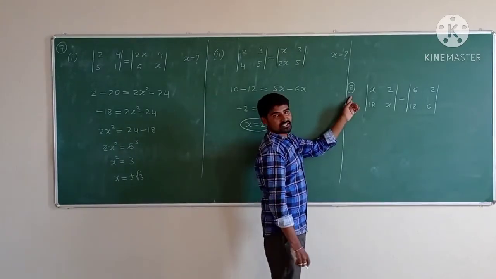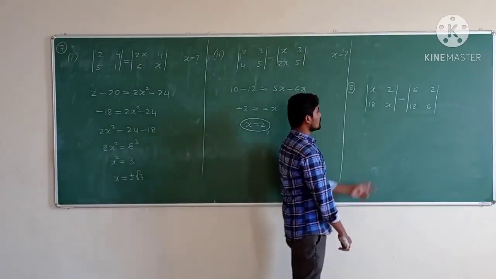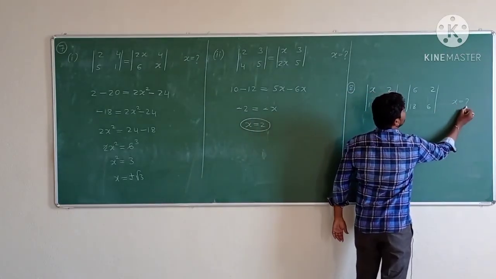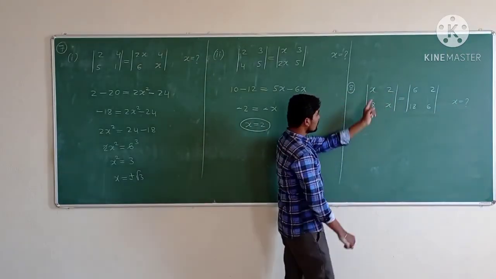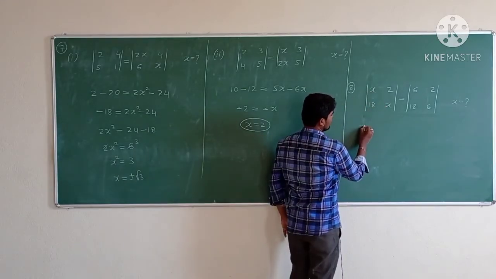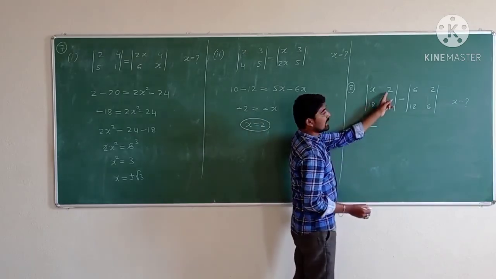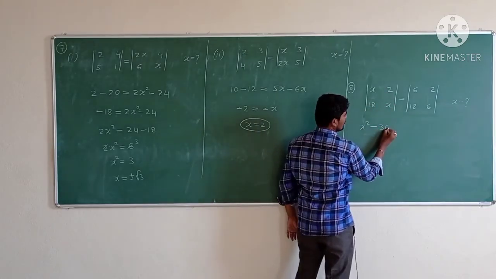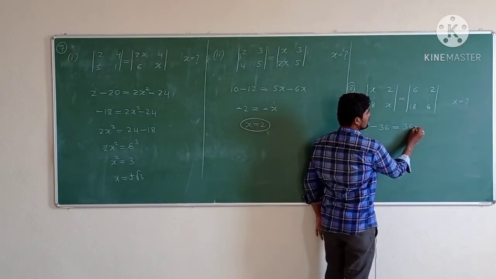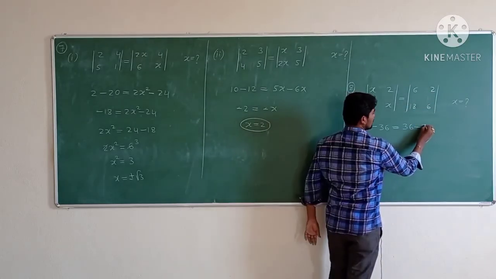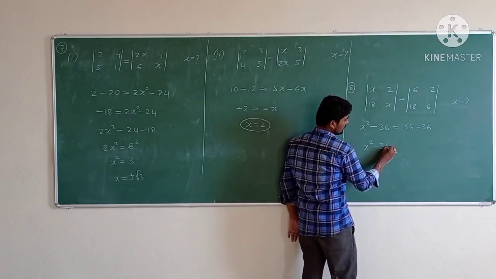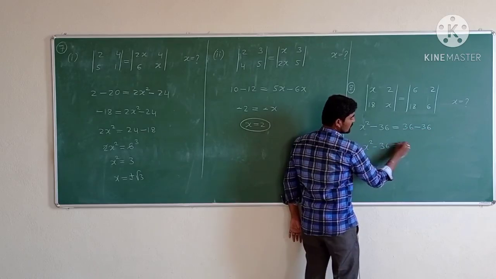So the 8th question is also similar to the 7th one. Here also these two determinants are equal, and we need to find the value of x. So the determinant value of the first one: x into x square, minus 18 into 2, 36, is equal to 6 into 6, 36, minus 18 into 2, 36. So therefore x square minus 36 is equal to 36 minus 36, which is 0.